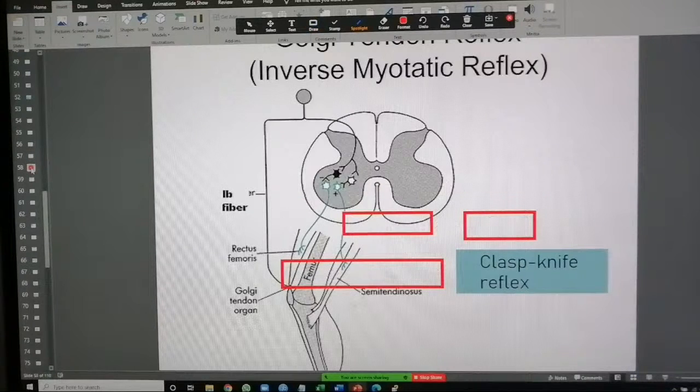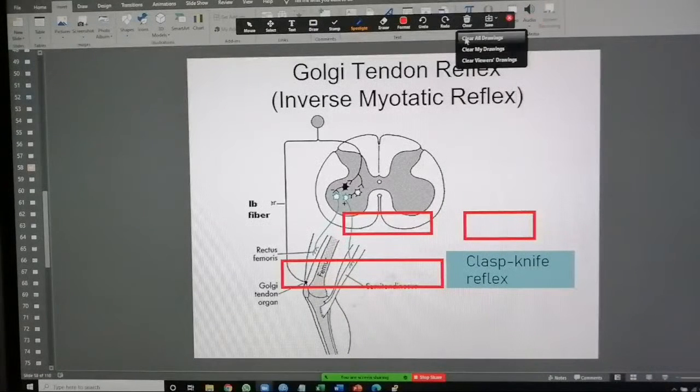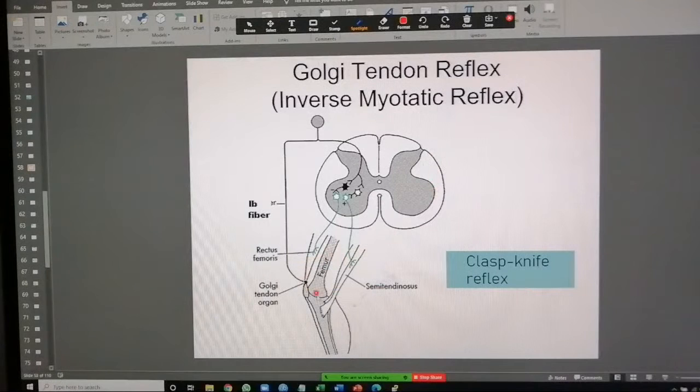Okay. Now this is the main circuit diagram. As you can see, the origin is the tendinous insertion. This is the GTO right here. Okay, GTO. And you have the fiber going up. And this time the fiber is 1B. Okay, it goes up, enters the dorsal horn of the spinal cord. And now, check this out, what is happening here.